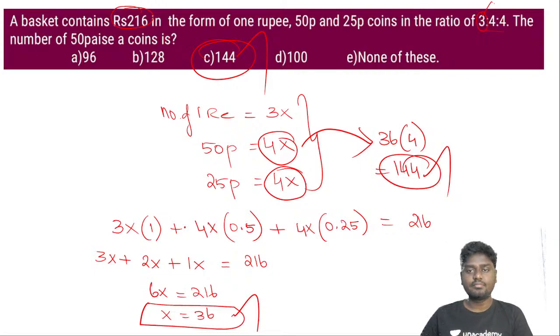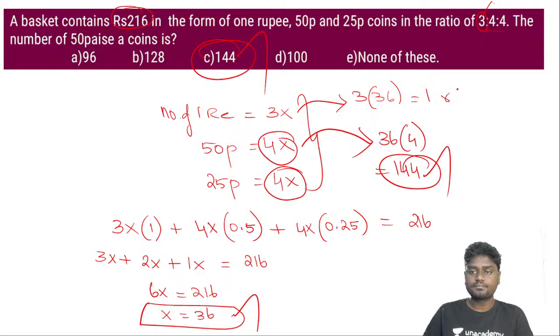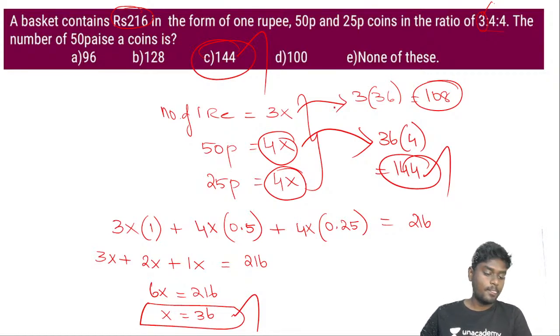Is that clear, guys? Give me a thumbs up. How many 1 rupee coins do you have then? You just need to simply do 3 into 36. 3 into 36 will give you ultimately 108. You have 108 1 rupee coins. Is that clear? Give me a thumbs up, guys, if you're clear with this.